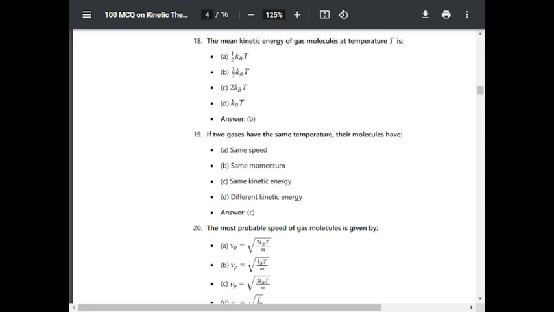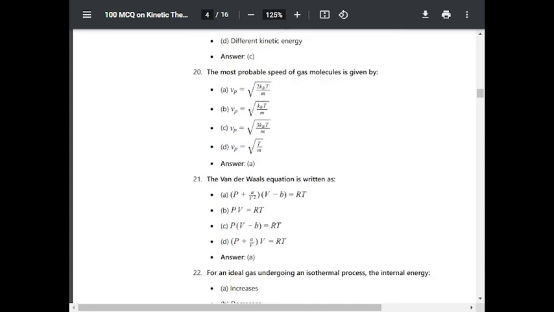Question number 19. If two gases have the same temperature, their molecules have: option A, same speed; option B, same momentum; option C, same kinetic energy; option D, different kinetic energy. The correct answer is C, same kinetic energy.